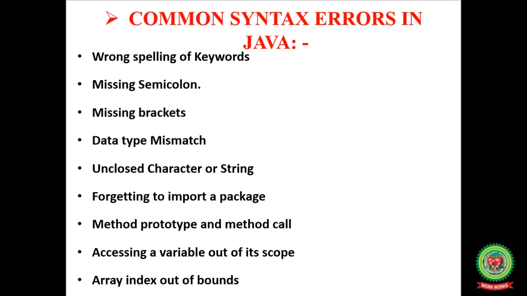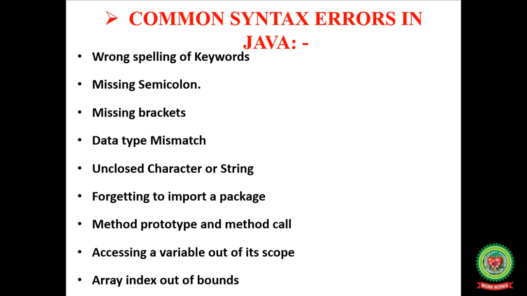Next is method prototype and method call. A method prototype should be given a proper return type, acceptable method name, and parameter list along with their data types. We should take care that during a method call, actual parameters should be sent without the data types, and without number and type mismatching.